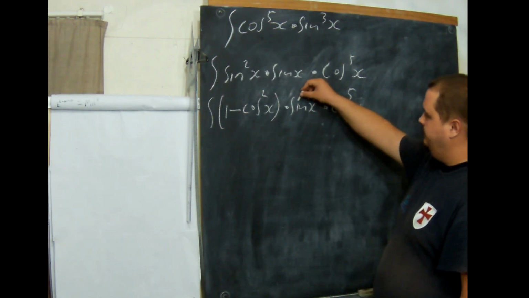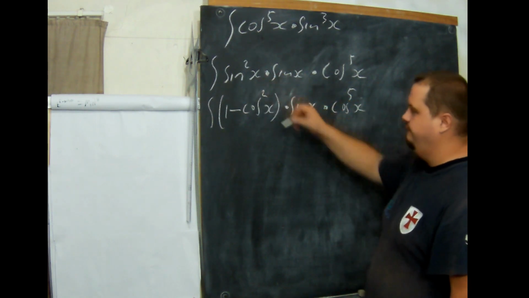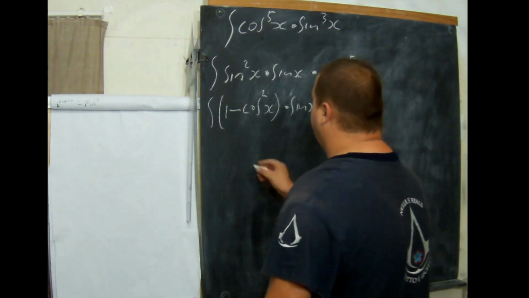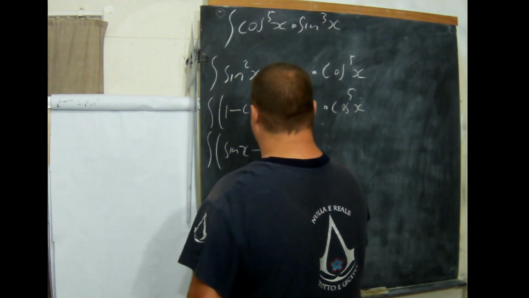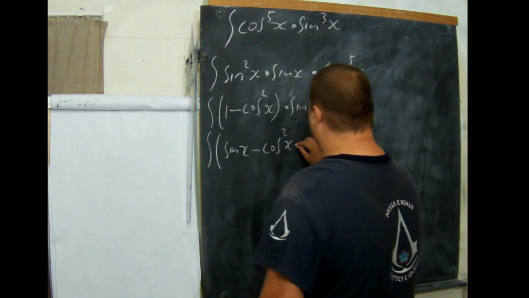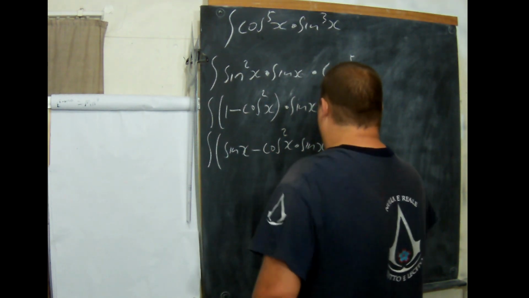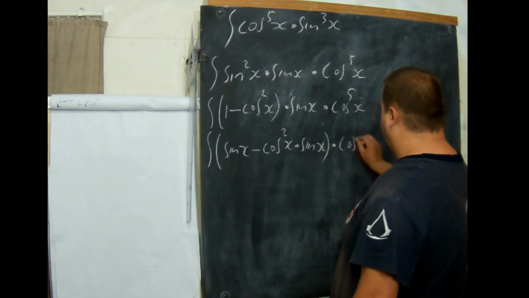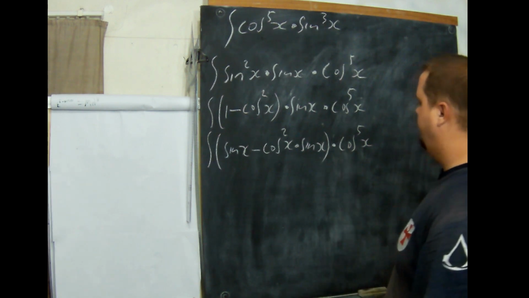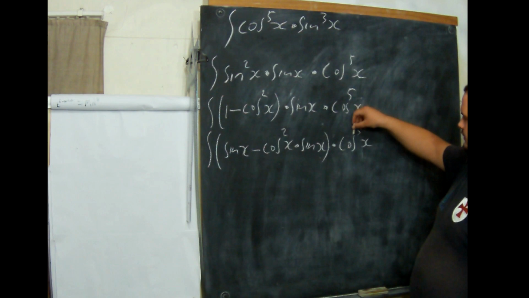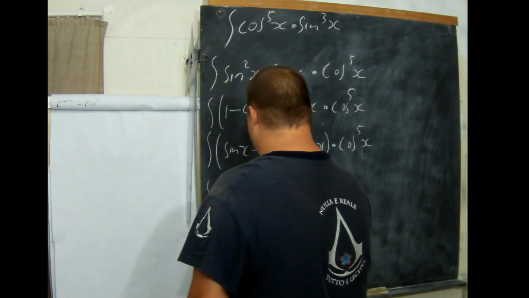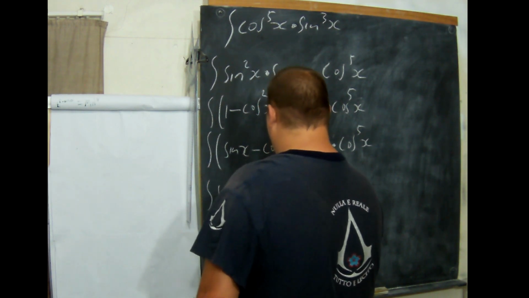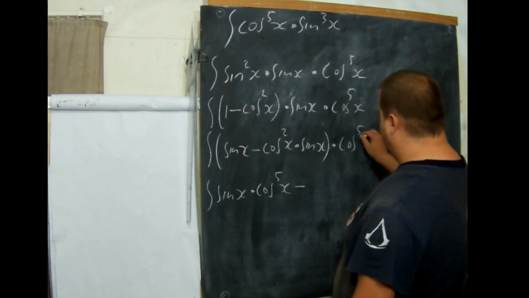But what I'm going to do first is multiply the sine x into here first, but I'm going to keep the brackets. So it'll be the integral of sine x minus cos squared x times sine x, and that's in a bracket, multiplied by cos to the fifth x. Okay, so what we need to do is multiply cos to the fifth x. So that'll be sine x times cos to the fifth x minus, now cos to the fifth x.